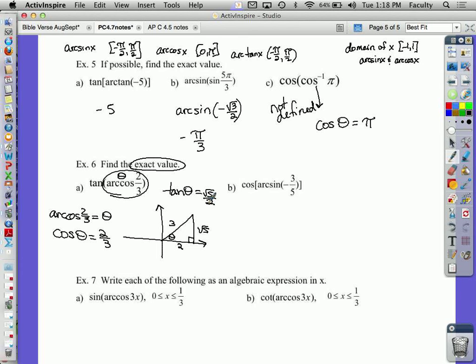All right, now let's look at letter B. I want the cosine of arc sine of negative 3/5. So the answer to this inside is some angle. Arc sine of negative 3/5 is some angle, theta. In other words, the sine of that angle equals negative 3/5.